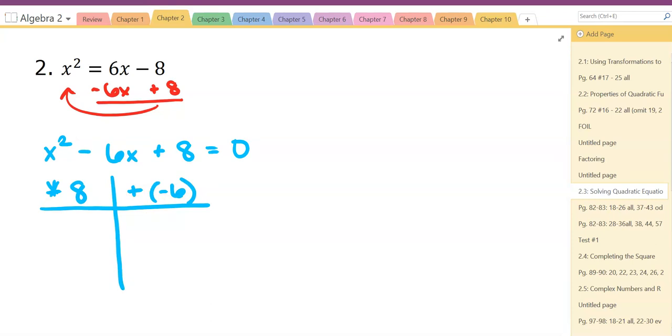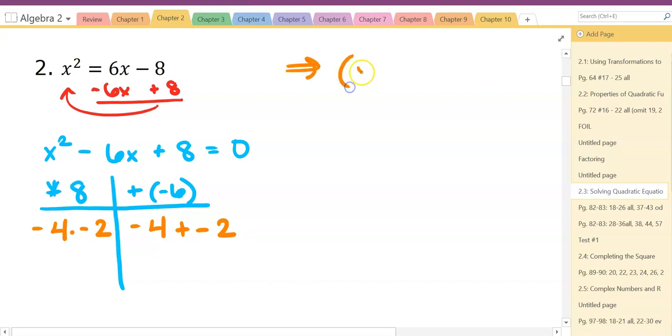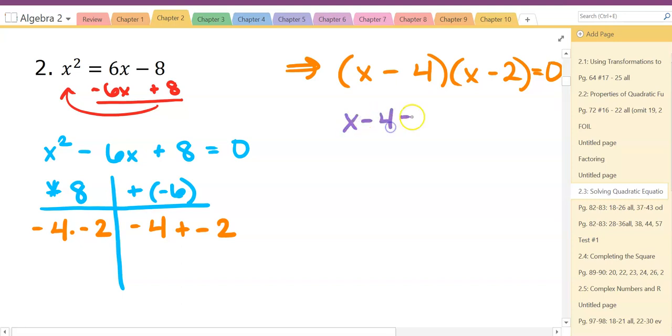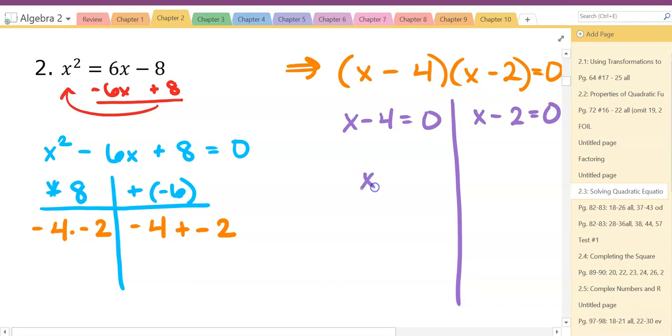Okay, so I'm looking for two numbers that multiply to 8, add to negative 6. What two numbers do that? Good, so negative 4 times negative 2 would be positive 8. Negative 4 plus negative 2 would be negative 6. So when I go to factor it, I'm going to have x minus 4, x minus 2. We have that set equal to 0. Now we set both of these up, so set up your two equations. x minus 4 equals 0. x minus 2 equals 0. So what did you guys get for final answers? Good. x equals 4, x equals 2.